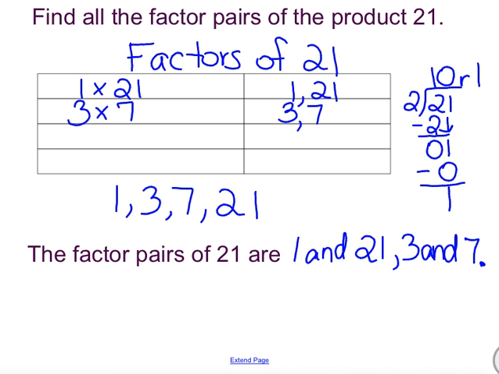And again, I can use the factor rainbow to connect my factors just to make sure. So I have 1 times 21, check. 3 times 7, check. And that's it. So in this case, it only had 4 factors.